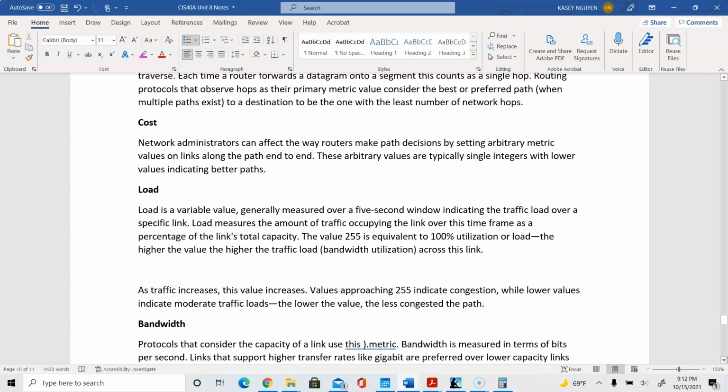Here it also talks about load, and load is measured over a 5-second window. It is a value that's able to determine the traffic load. So the value 255 is 100% load utilization, compared to 1. So the higher the value, the higher the traffic load, compared to 1 where it's going to be minimal load.